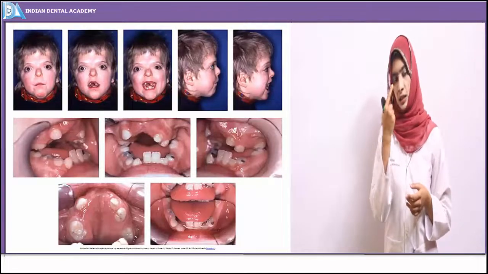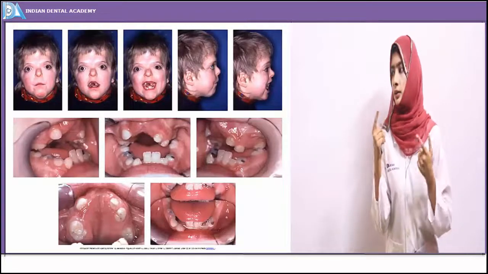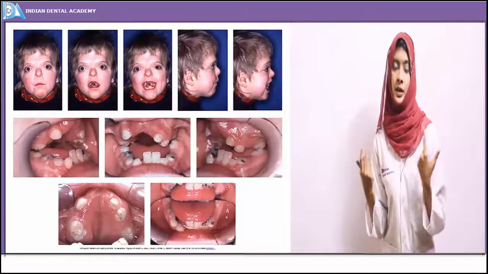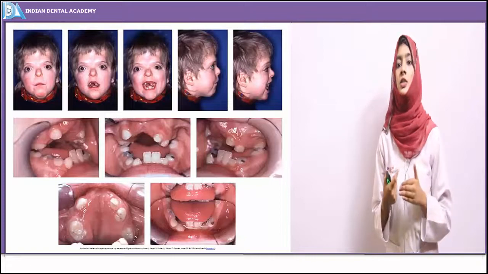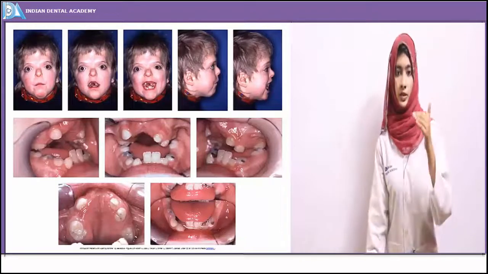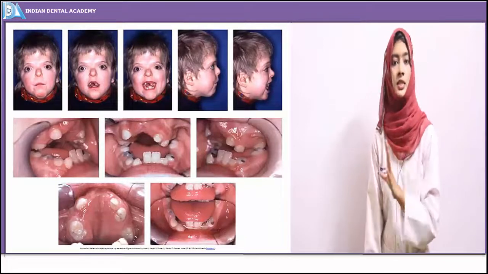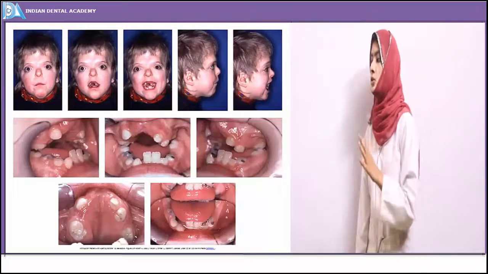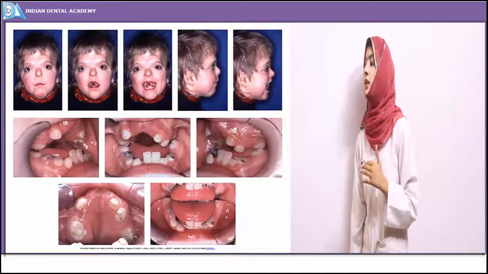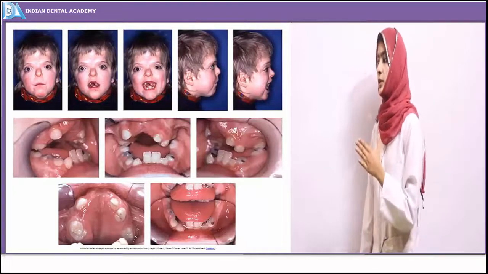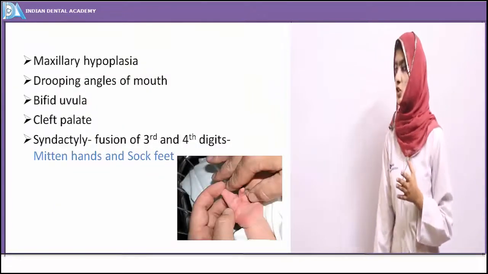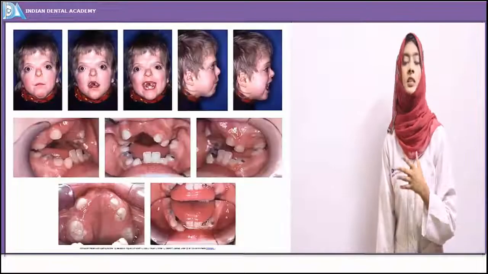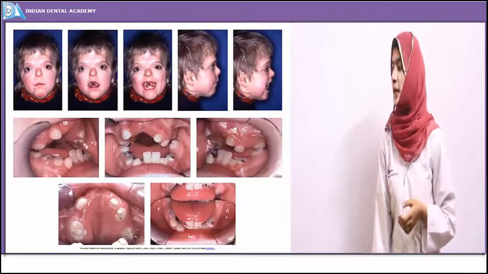The eyebrows are widely separated, and there will be a groove-like thing at the forehead. That gives the appearance of a depressed nose. So that's about the parrot beak appearance. The eyes are relatively lower set. When coming to the oral cavity, you can see the presence of a cleft palate, and the maxilla appears to be hypoplastic.